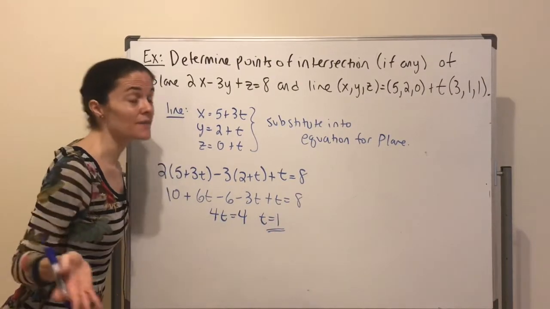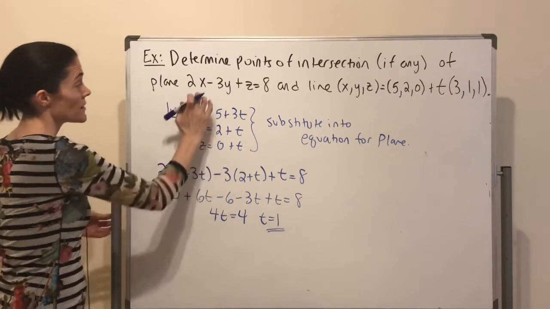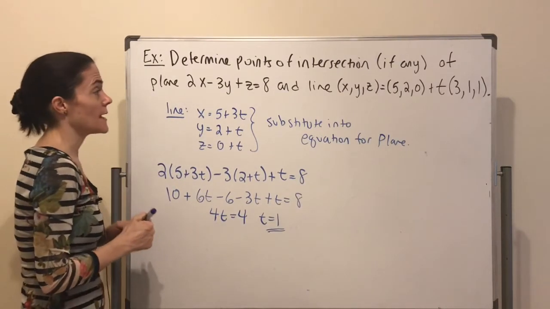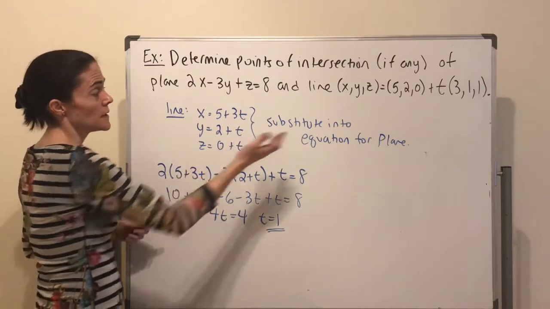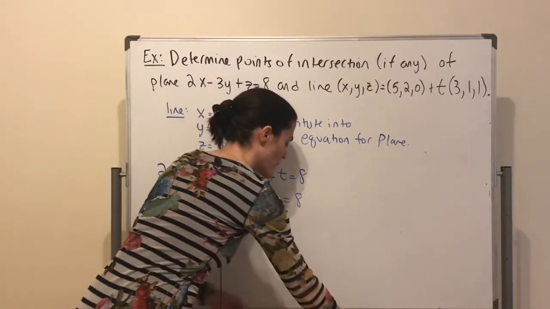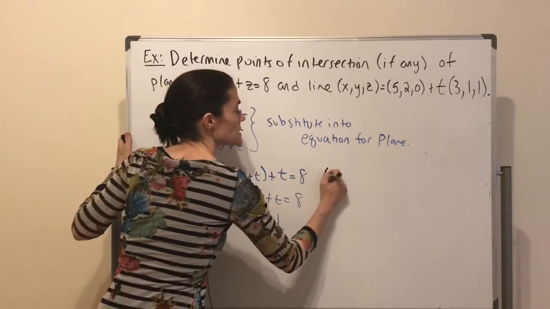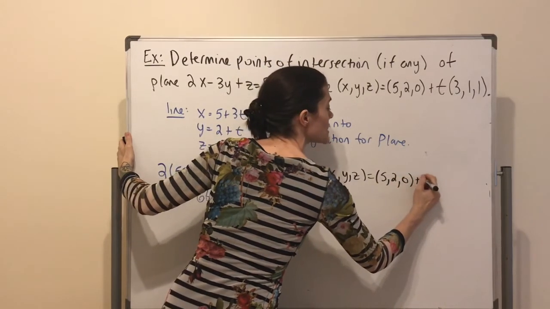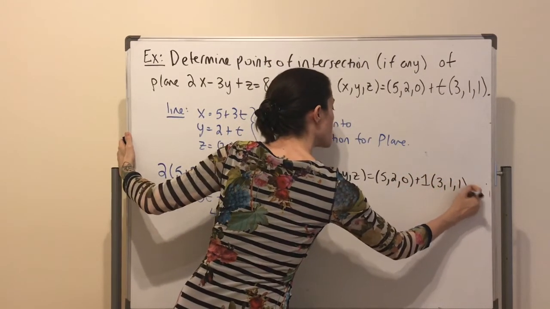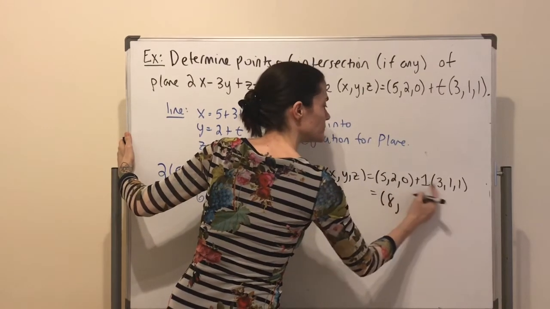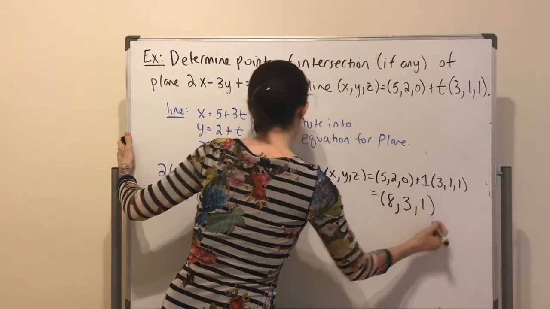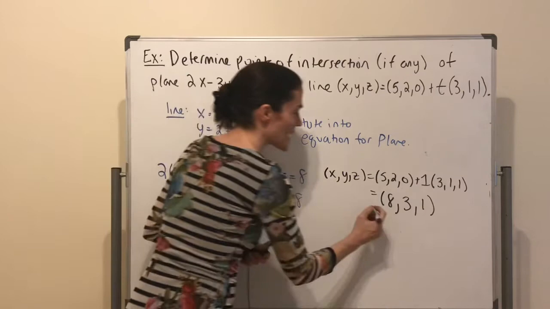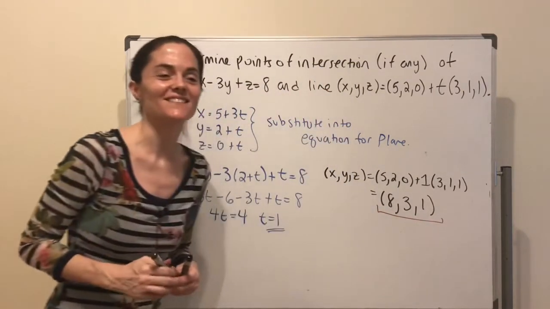So in fact, we do have a point of intersection. With this parameterization, it happens with t equals 1. And so all we need to do is put t equals 1 here, and we will find the point of intersection. The point of intersection is (x, y, z) equals (5, 2, 0) plus 1 times (3, 1, 1), which is (8, 3, 1). Okay? So this is my point of intersection right here.